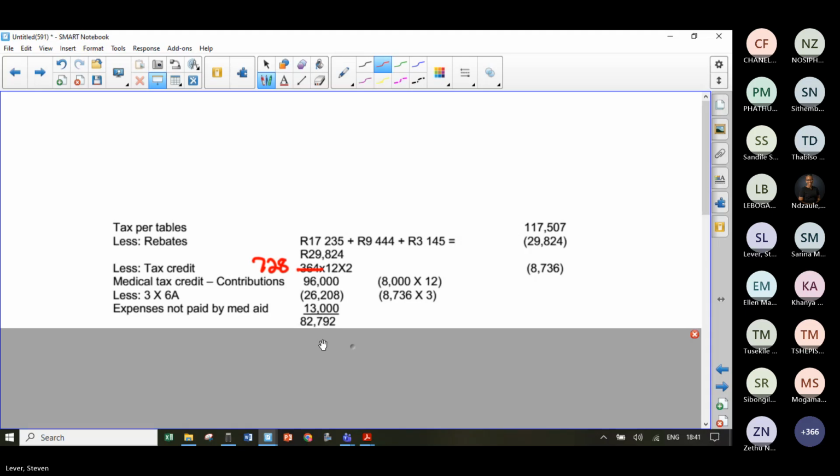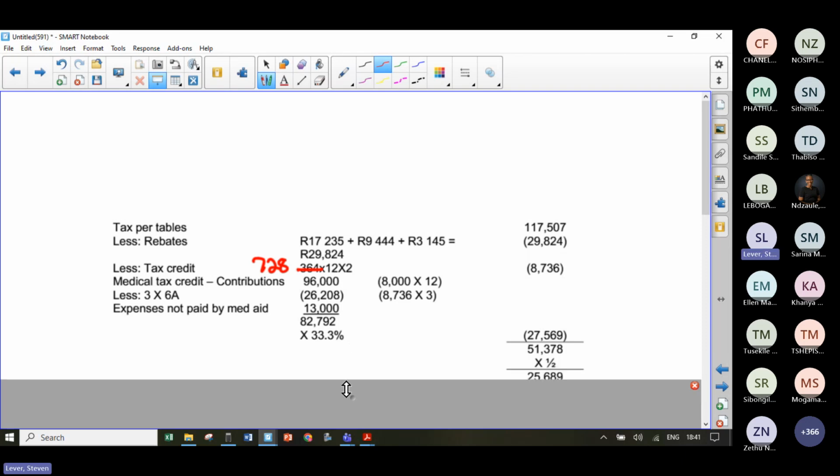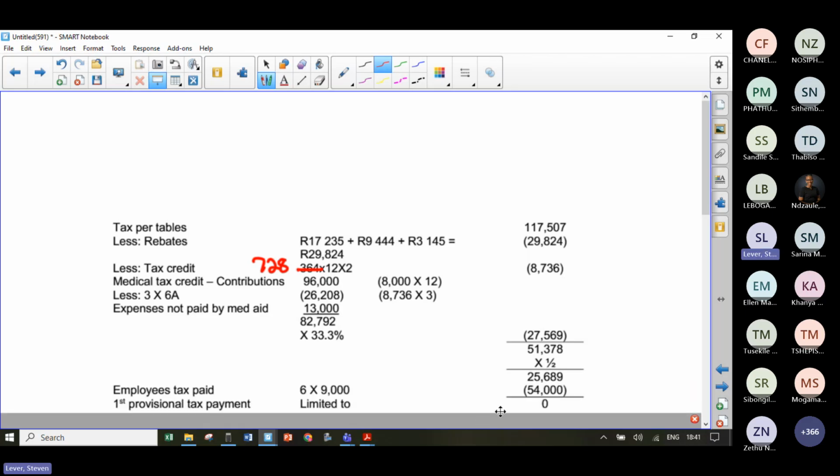Okay. And that amount you get to times by 33 1/3% because he's over 65. And there's the amount, guys, 51,378. It's only a half year payment because remember, it's your first year payment. Less your employee's tax paid. The question said that he pays 9,000 Rand a month employee's tax. So there's no provisional tax payment that needs to be paid. Pure and simple. So that's the way that you do it.